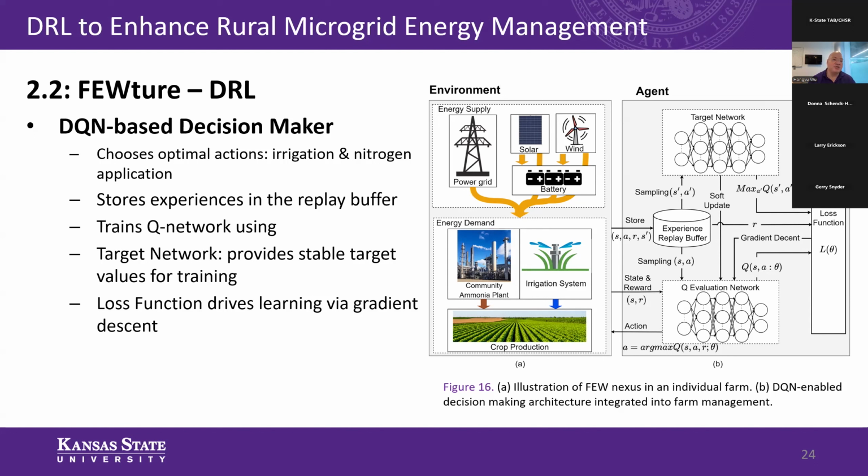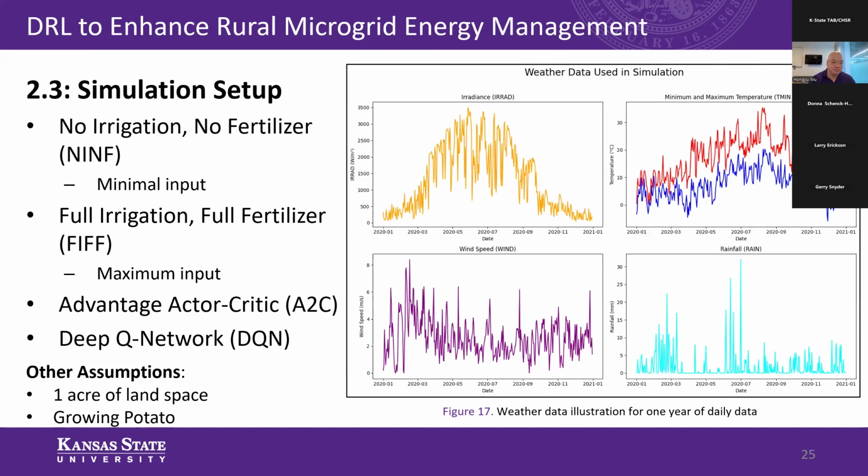We train the Q network, and the target network provides a stable target value for training. A loss function drives learning through gradient descent. Those are details of the implementation.